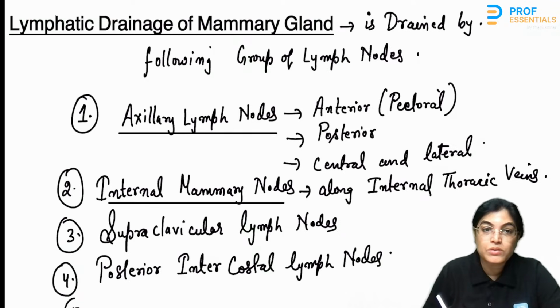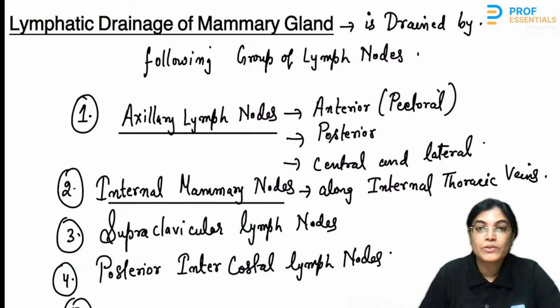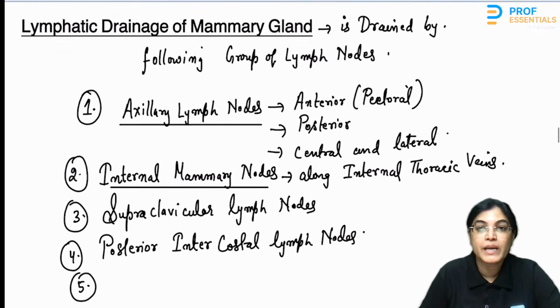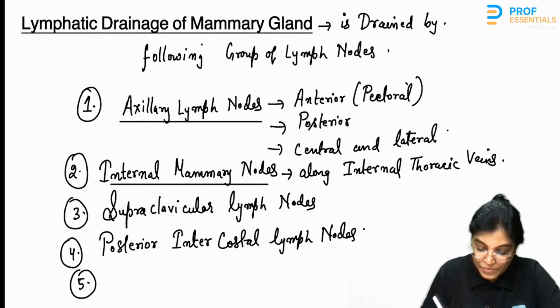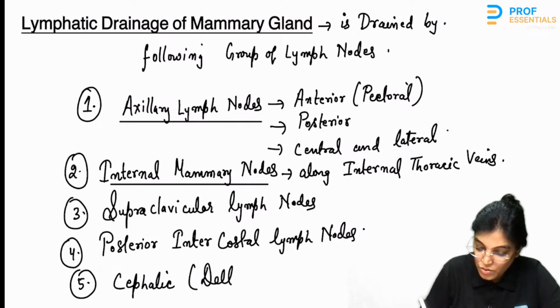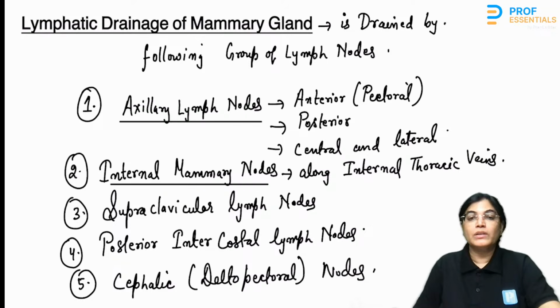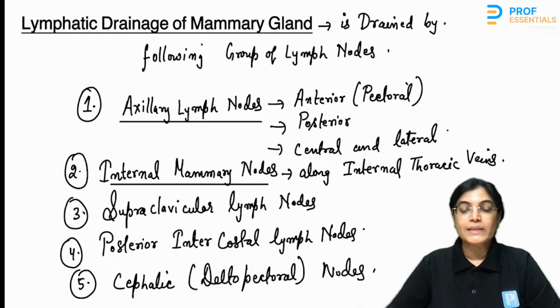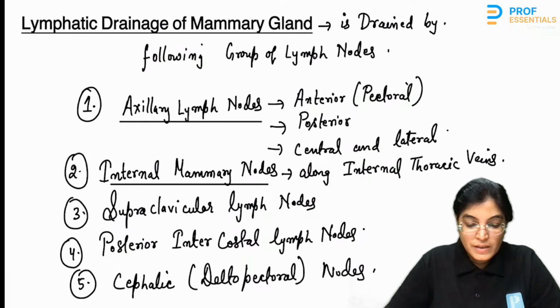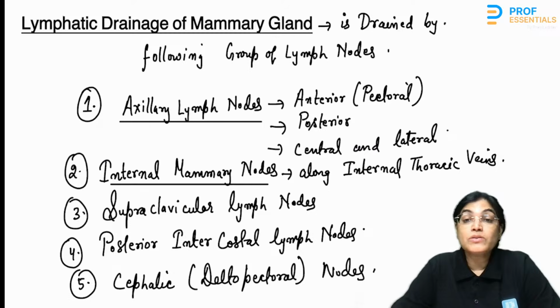The fifth source of important lymph nodes are the cephalic or the deltopectoral lymph nodes. Deltopectoral nodes are lying in the deltopectoral groove. So these are the important sources of the lymphatics.